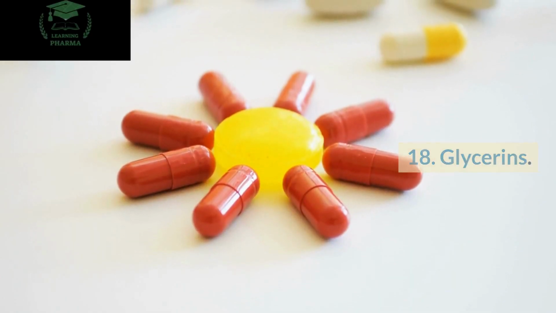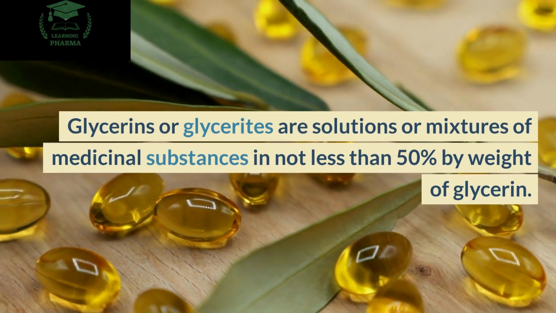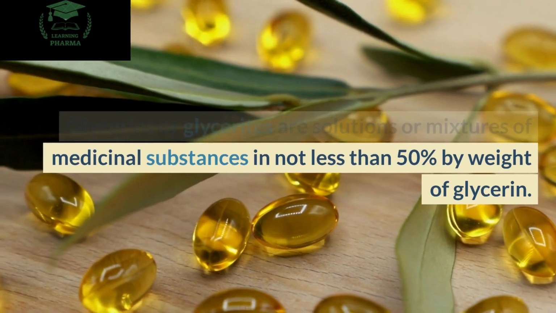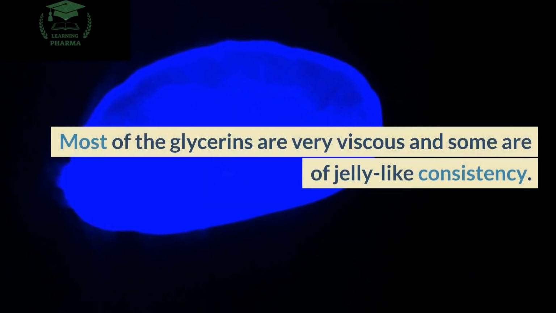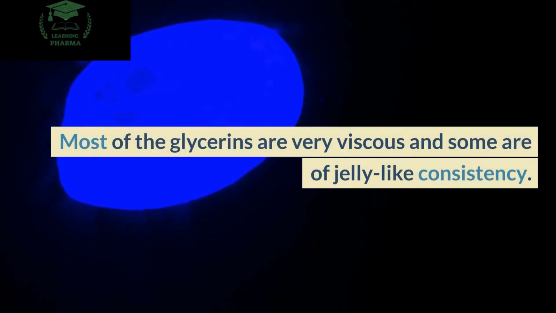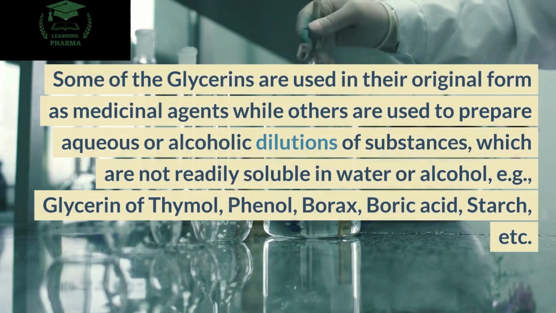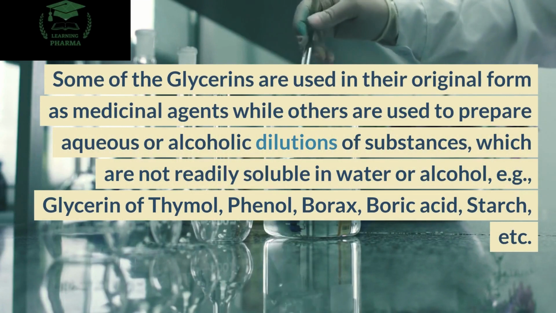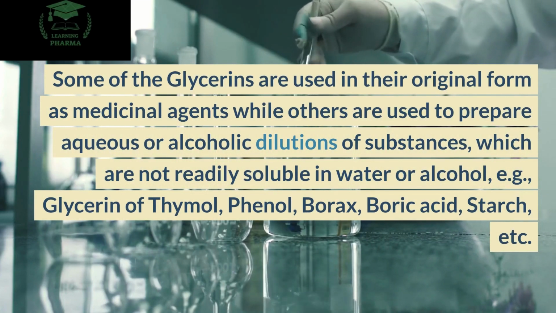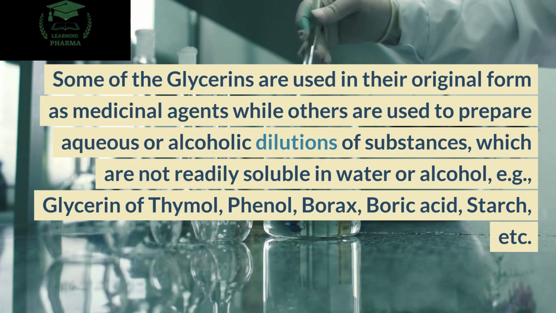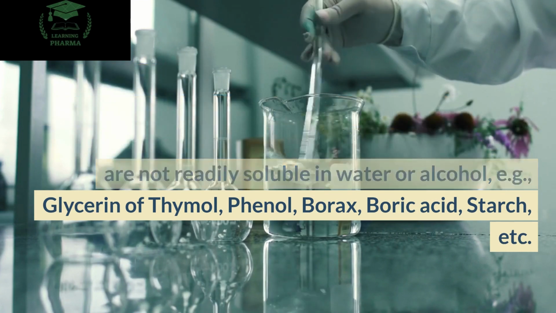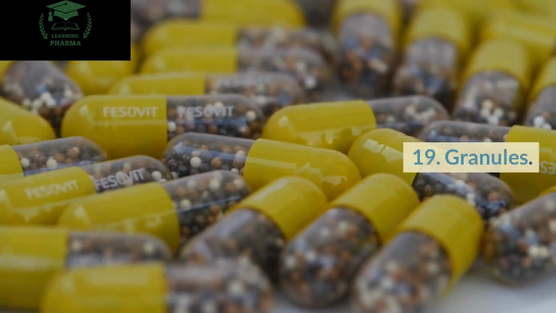18. Glycerins. Glycerins or glycerites are solutions or mixtures of medicinal substances in not less than 50% by weight of glycerin. Most of the glycerins are very viscous and some are of jelly-like consistency. Some of the glycerins are used in their original form as medicinal agents while others are used to prepare aqueous or alcoholic dilutions of substances, which are not readily soluble in water or alcohol, e.g., glycerin of thymol, phenol, borax, boric acid, starch, etc.